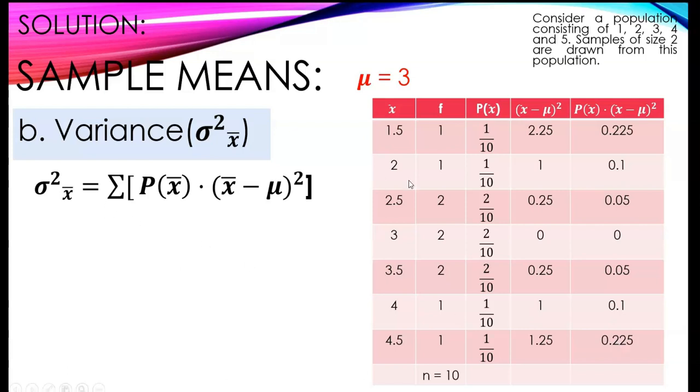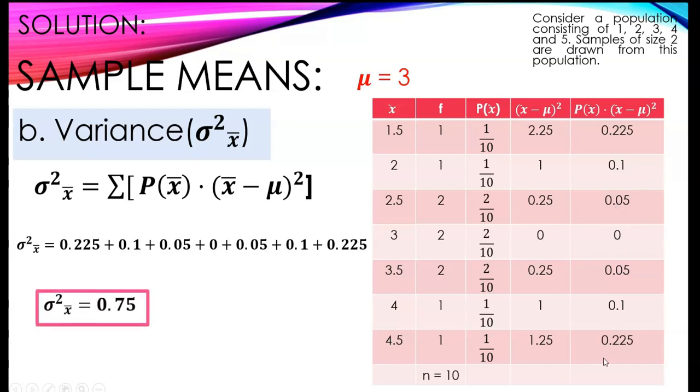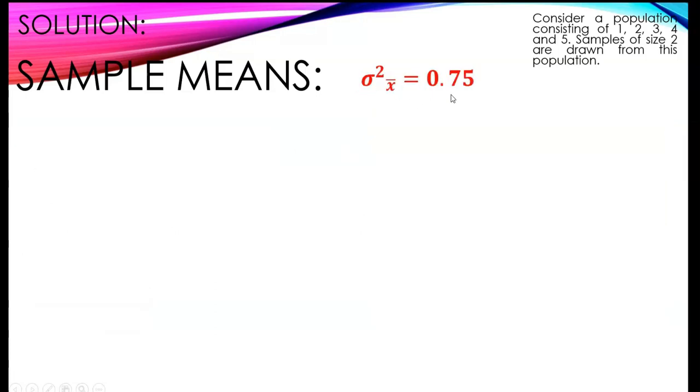Now, we can now solve for our variance. We just need to add everything that is in the last column. So 0.225 plus 0.1 plus 0.05 plus 0 plus 0.05 plus 0.1 plus 0.225 is equal to 0.75. Hence, the value of our variance for the sampling distribution is 0.75.